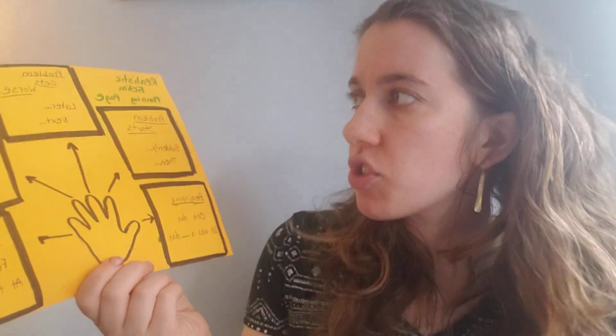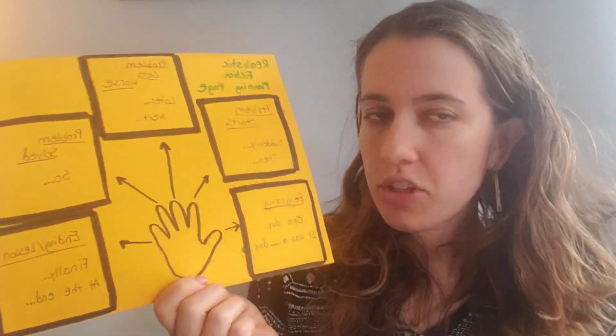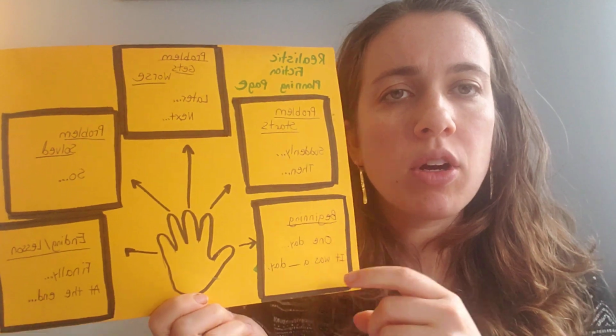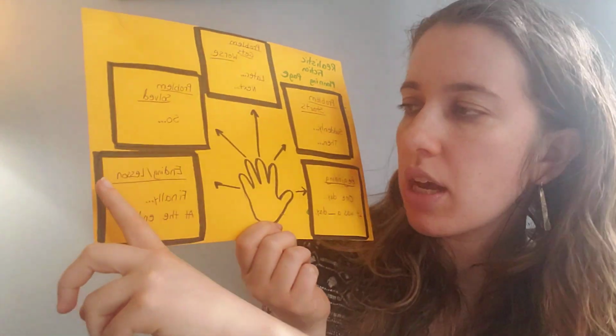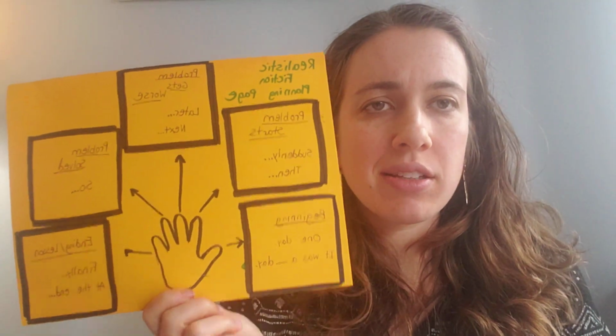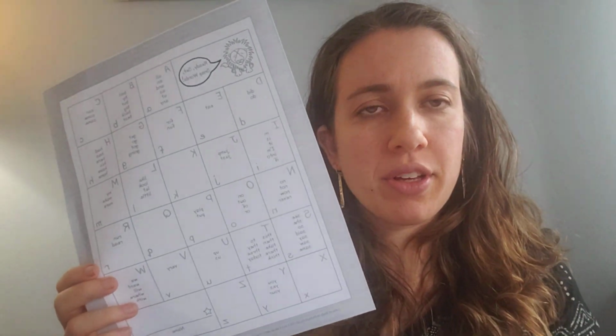I also have this chart over here to help me plan my realistic fiction pieces. This chart talks about the beginning of your book, where your problem starts, how it gets worse, how it's solved, and the ending and the lesson. And of course, I have printed off my word wall. You can find this on the Weebly site under writing resources, and you could print this out to have near you. If I have these charts with me, I could look at these for an idea.